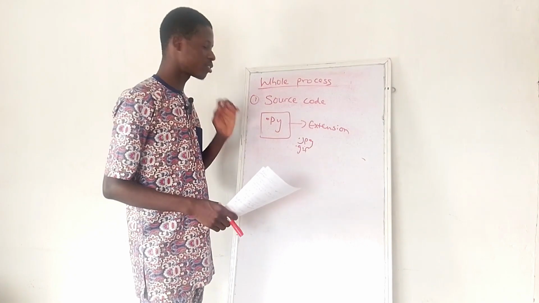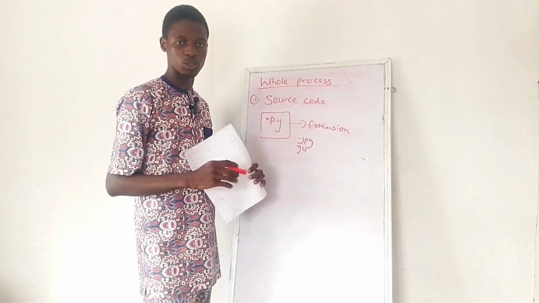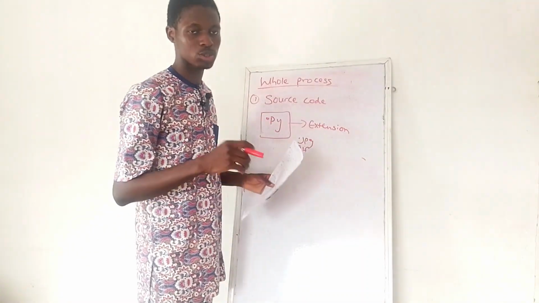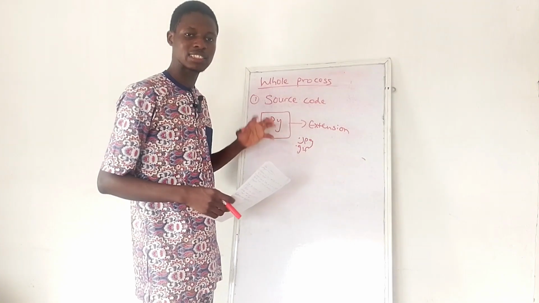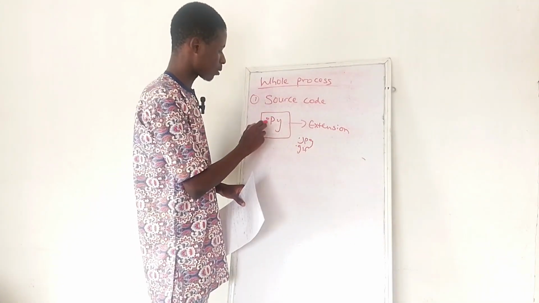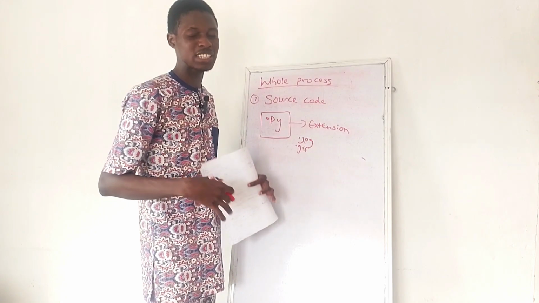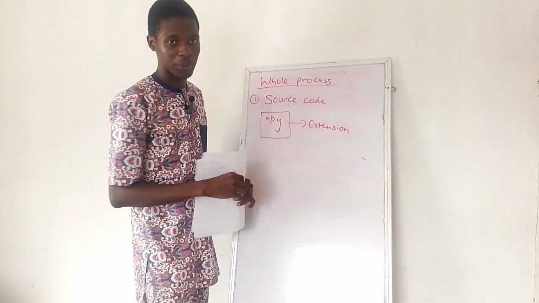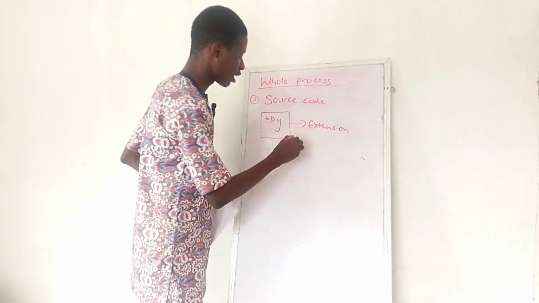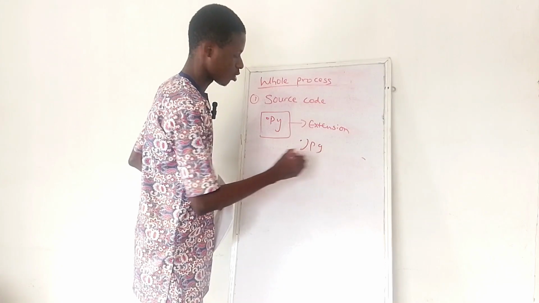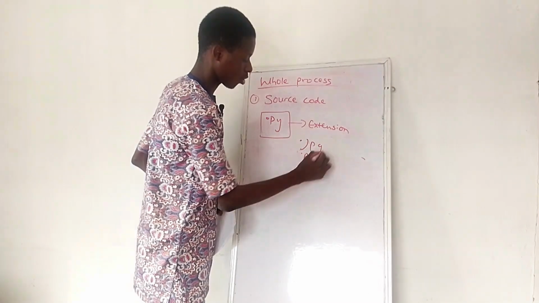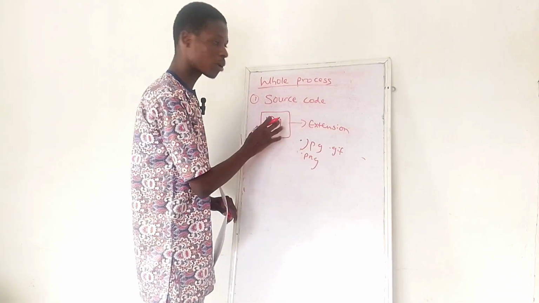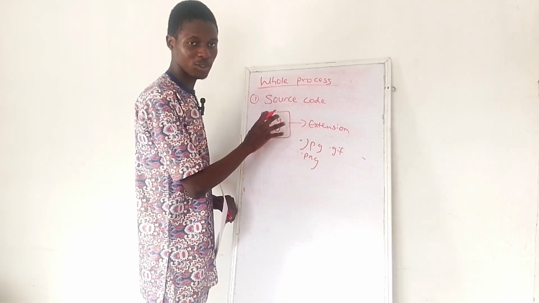Now we are moving to the whole process. This whole process is simple. Whenever I write my Python code, we call it the source code. It's a source code file. When we want to save the source code file, we use .py. That .py we call the extension. For example, if you open some of your pictures, I don't know if you ever notice, you are going to see something like .jpg or .png or .gif. Those are the extensions for pictures. When it comes to Python, the extension is .py.